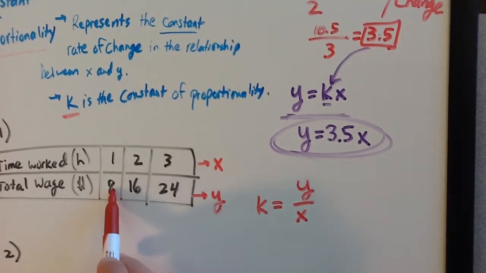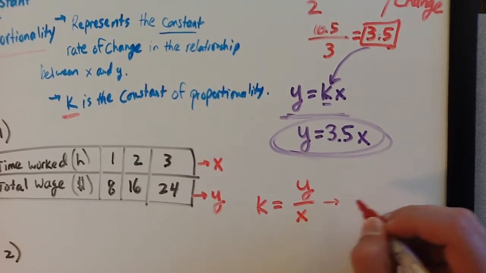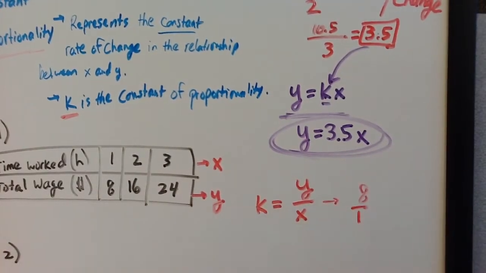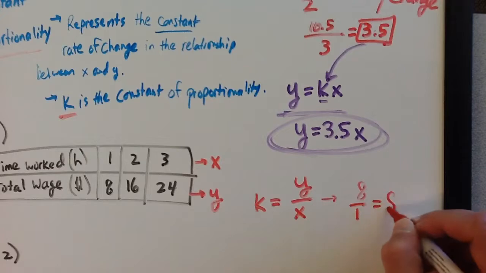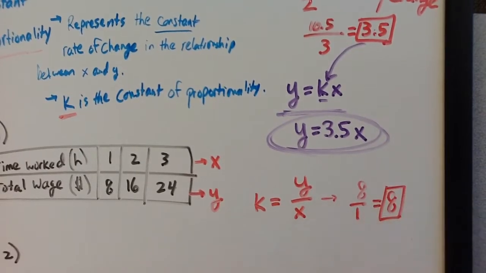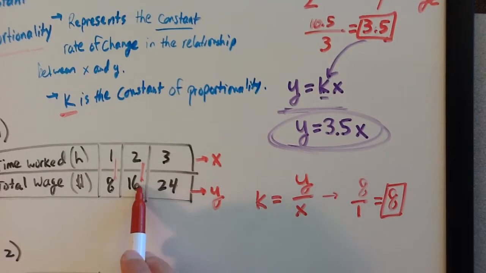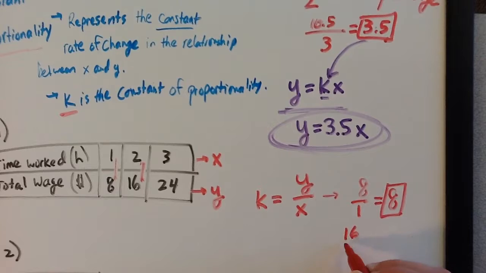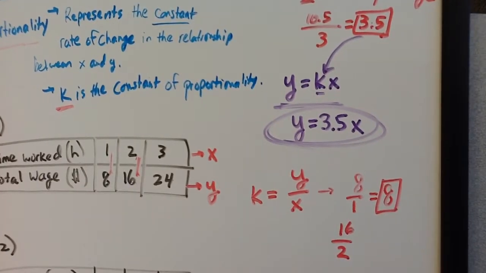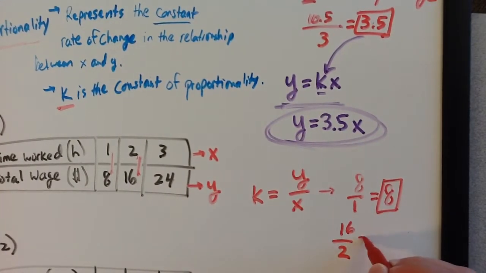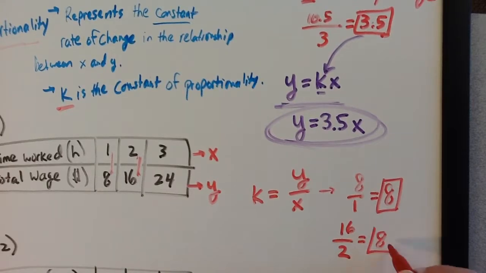So let's take 8 over 1. What is 8 divided by 1? That is 8. Now we've checked this column, so let's check this column. Take the y value 16 over the x value 2. What is 16 divided by 2? That is equal to 8.